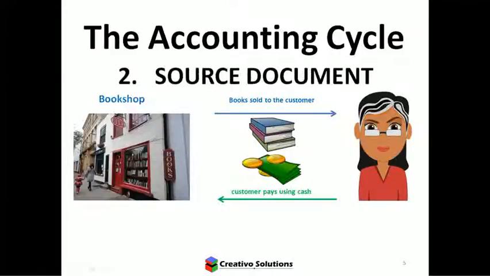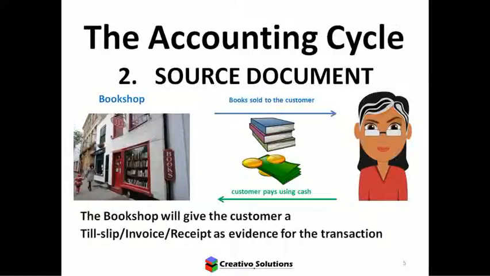Step two looks at the source document. What is a source document? Well, it's evidence or it's proof that a transaction has arisen. We need some sort of till-slip, invoice or receipt here in this particular example because the bookshop needs to recognize the sale. So yes, the books are being exchanged for cash, but there needs to be proof that that has indeed occurred. And the way we do that is by completing a source document.